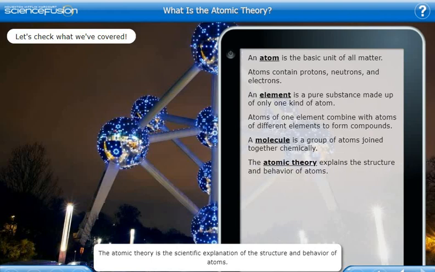The atomic theory is the scientific explanation of the structure and behavior of atoms. It became well known in the early 19th century. Now that you've finished this lesson, if you wish, you can go back and review any part of the lesson again.